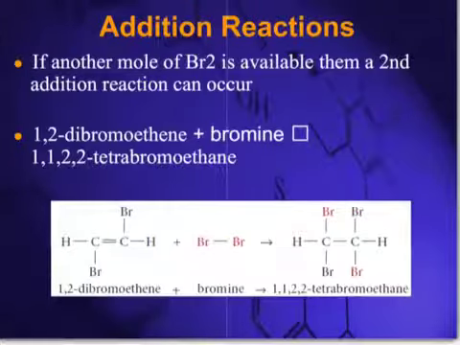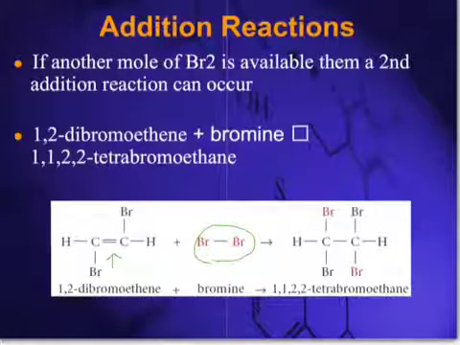If there is more than 1 mole of bromine available, then a second reaction with the 1,2-dibromoethene will occur. Here we can see that there is a double bond available for another addition reaction. At the end, you get 1,1,2,2-tetrabromoethane. In this reaction, there are sufficient bromine atoms to fully saturate the ethine compound.